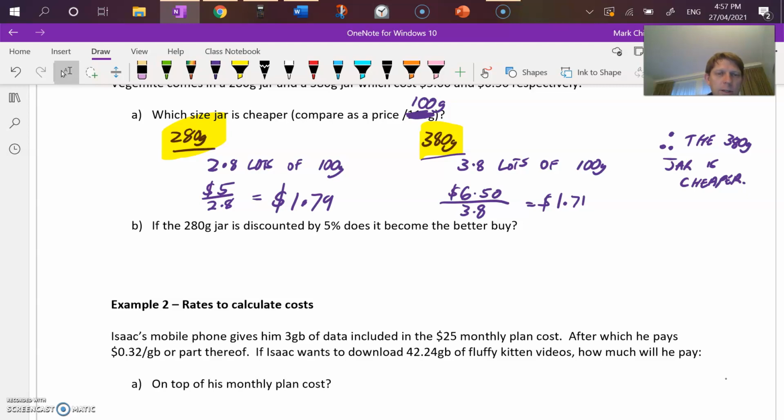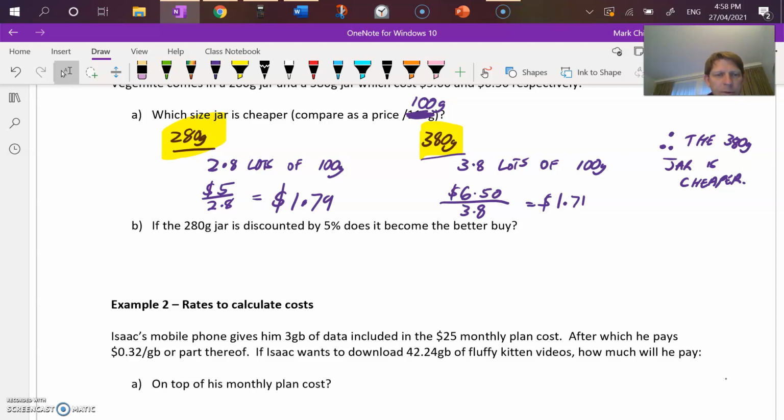Okay, so then the next question is the 280 gram jar is discounted by 5%. Does it become the better buy? Now the thing to understand here is I've already worked out how much it costs per 100 grams. I can find what 5% of that is, or 95% of that. We'll talk about that in a second. I don't have to go back and find the price all over again.